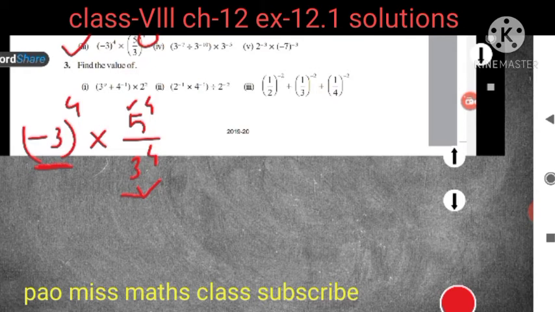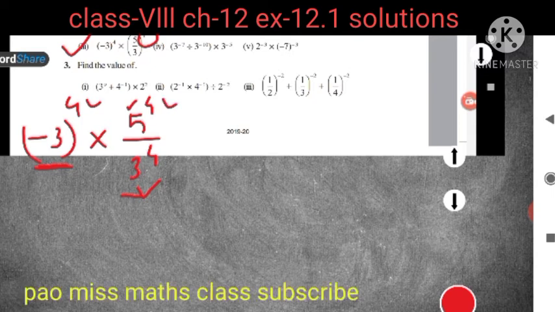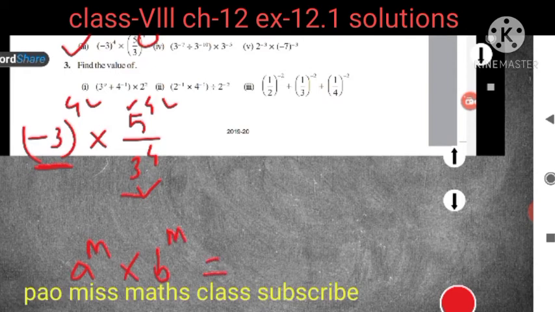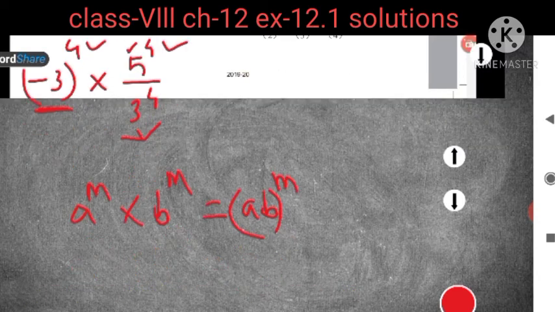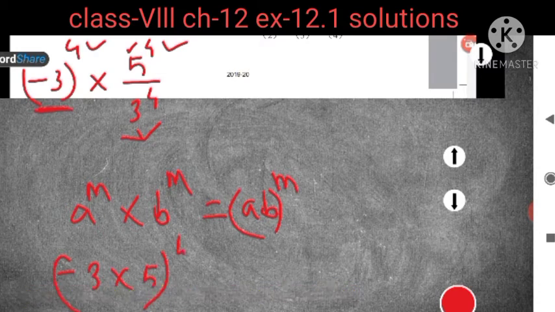That means they are not the same base. They are not the same base, but what thing can you see here? The powers are the same, isn't it? If the powers are same, a to the power m multiplied with b to the power m is equal to a multiplied by b, to the power m. That means the bases will get multiplied. So what is the base here? Minus 3 into 5 will be raised to the power 4, okay?